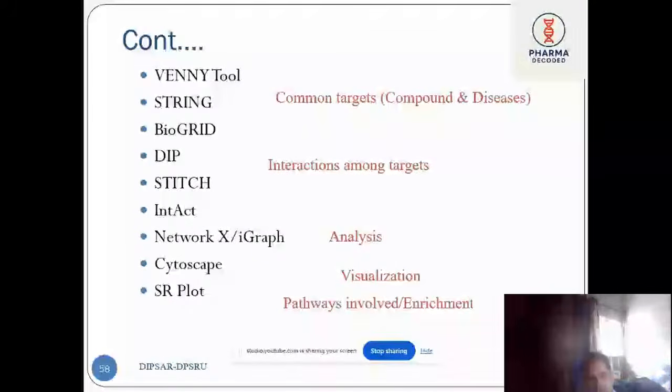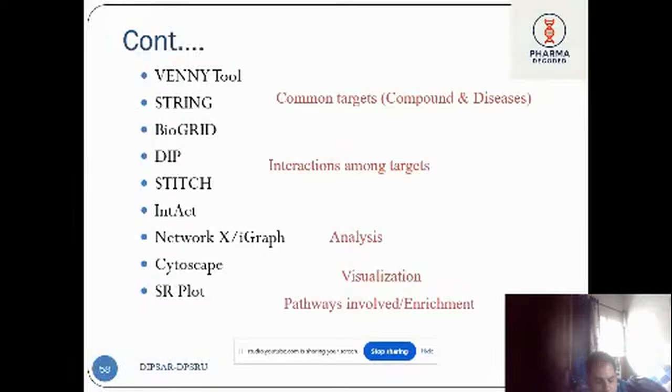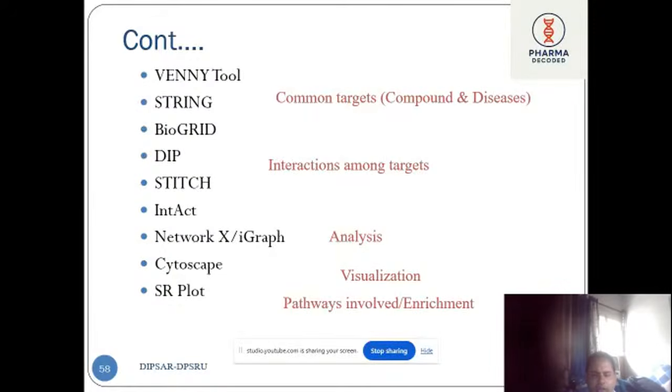Much more analysis, but based on the commands you can calculate the parameters, right? NetworkX, if you are using Python. igraph is the package for R. Maybe many of you are using the R package for analysis as well, or other analyses like disproportionality analysis for adverse drug reactions, right? So that also you can do. And then you can visualize or make beautiful networks by using Cytoscape. And you can do the pathway or enrichment analysis by SR.